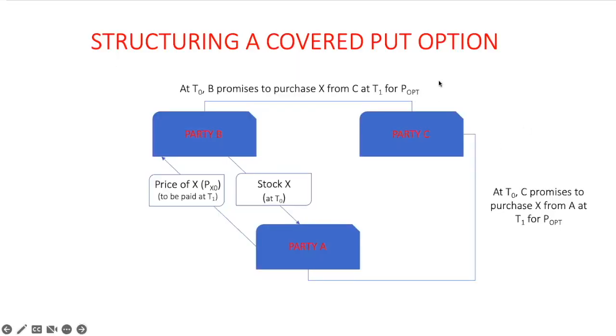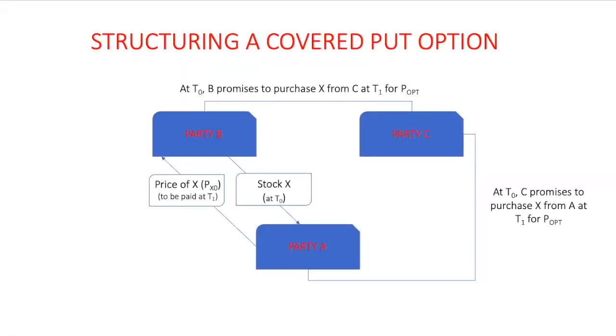So there are two promises in this case. A promise to purchase given by party B to party C, and a promise to purchase given by party C to party A. In this simple example, we are using this P opt, and these two P opts are the same one. In practice, these prices would be slightly different from each other. And of course, they would be different from PX naught as well. But just to explain the concept, it's okay to use the same prices in the two promises.